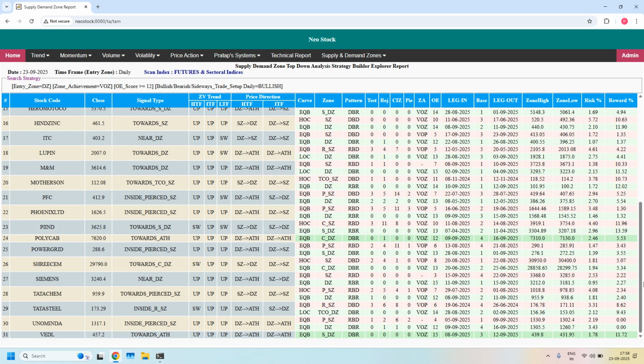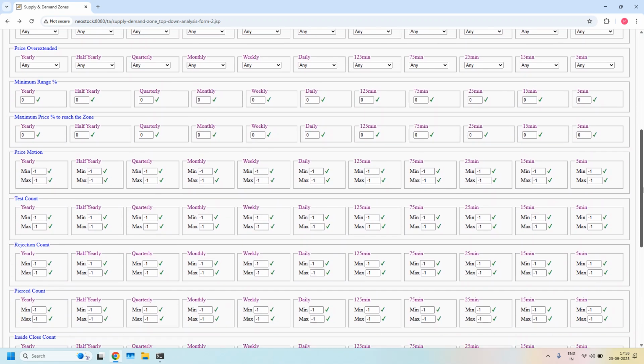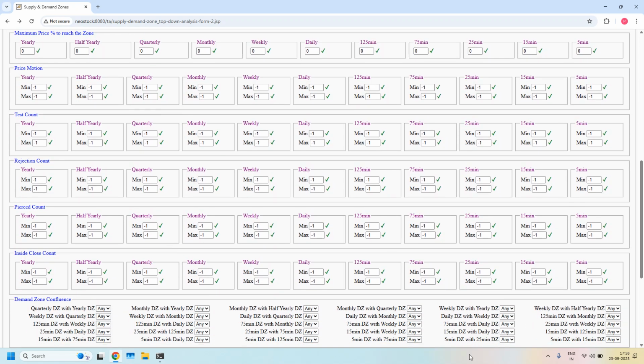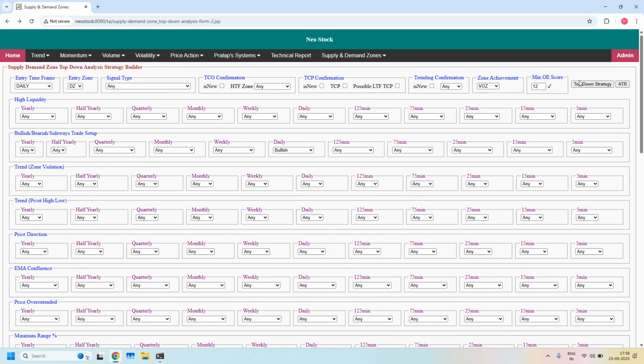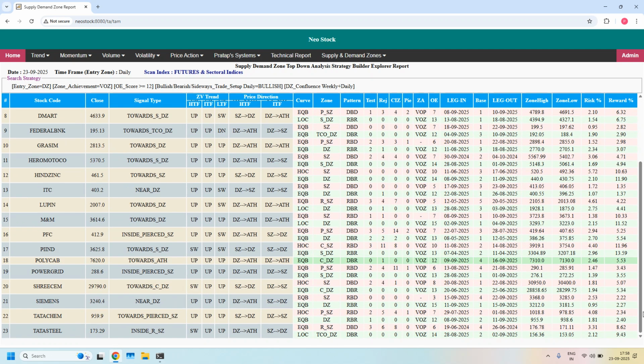The first strategy is LTF and ITF demand zone confluence, followed by ITF demand zone with ITF EMA confluence. Let's use that filter. First, I will filter based on daily and weekly demand zone confluence on these 31 stocks. So I'm adding the demand zone confluence filter by selecting daily demand zone with weekly demand zone confluence. I enable the filter and apply it on the 31 stocks, and from 31 we still got 23 stocks.